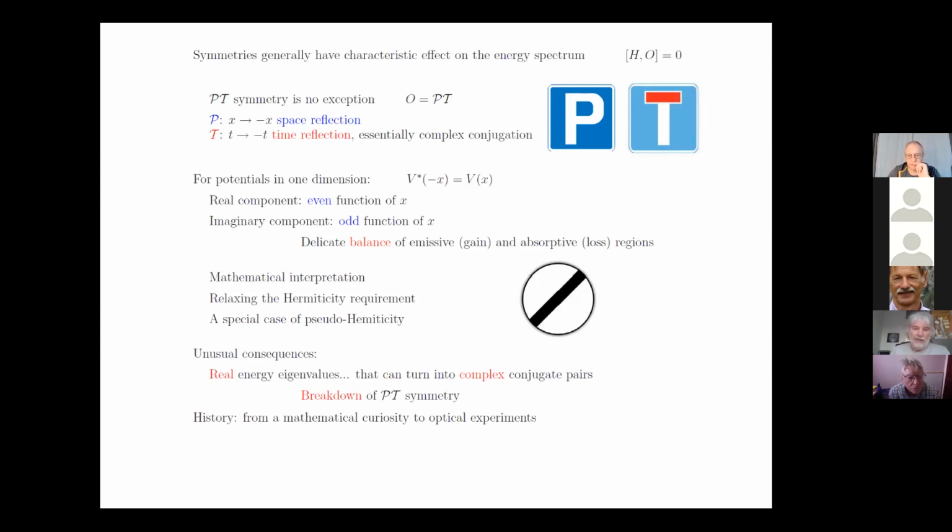But here, there is something that reminds us of a Hermitian situation. So we have real eigenvalues, not every time, but quite frequently. And we can also have complex conjugate pairs, which corresponds to breakdown of PT symmetry. And it has a very interesting history. It started as a mathematical curiosity of the ix³ potential, and now we are at optical experiments after 20 years.